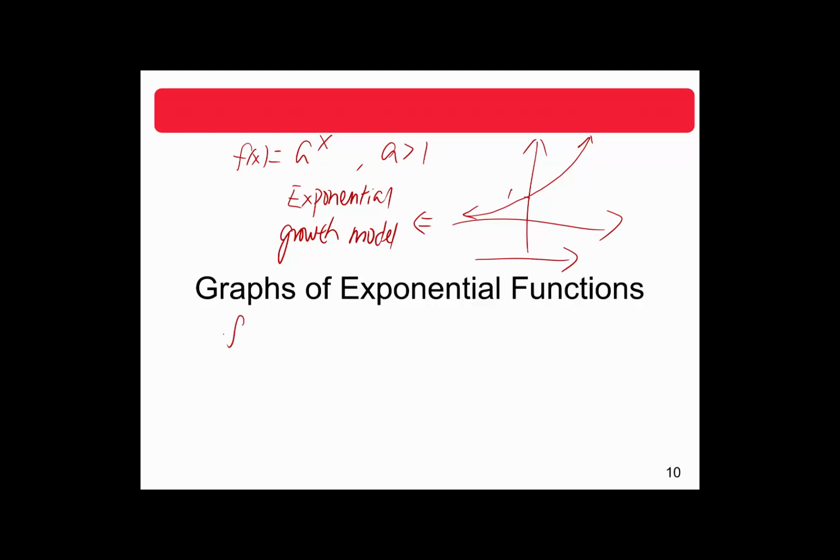Similarly, for the other typical case, when a is greater than 0 but less than 1, your graph will look like this. And this is what they call the exponential decay model.